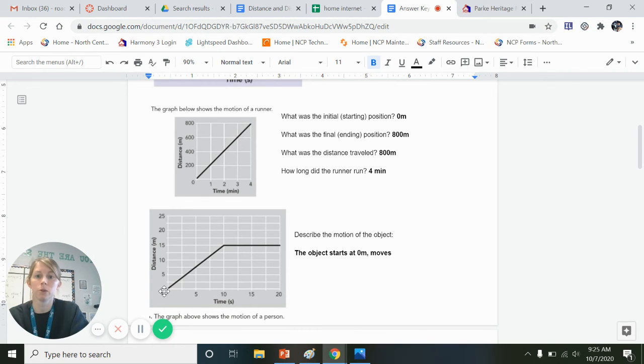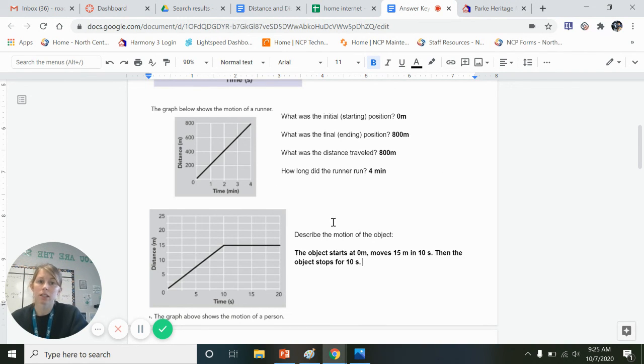And so you could say that it moved 15 meters in 10 seconds. Then the object stops or rests for, and then from 10 to 15, that's 5, and then 15 to 20, that's another 5. So it rested for 10 seconds. And that's what we know based on this graph.